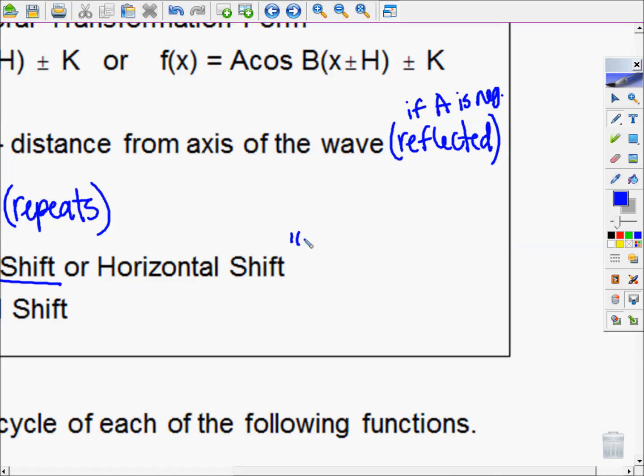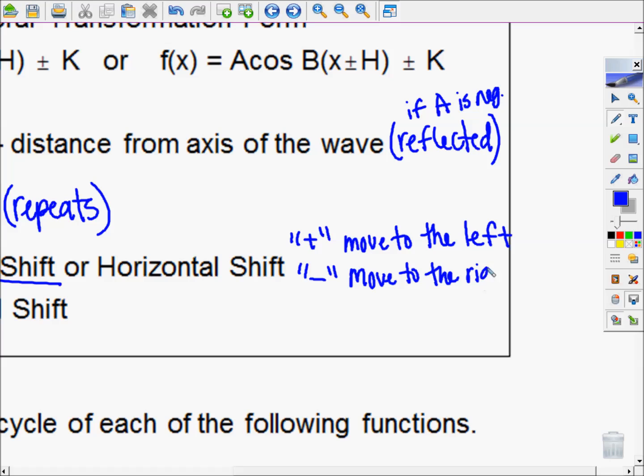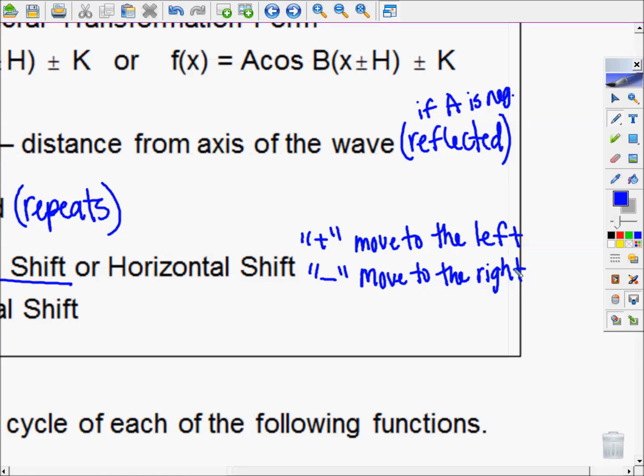In the function, if it says plus, that means you're moving to the left. Is it because everything that's inside of the parentheses? Exactly. Like we learned with transformations, everything inside of the parentheses with x means we do the opposite of what's there. Okay? If it has a negative in the function, that means you're actually moving to the right. Okay? And he did that without telling you when he wrote down his phase shift as a negative pi over 2.